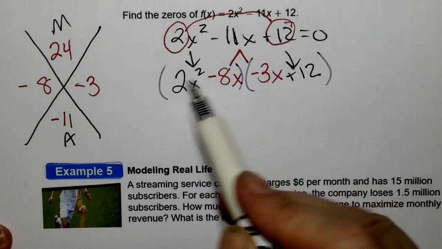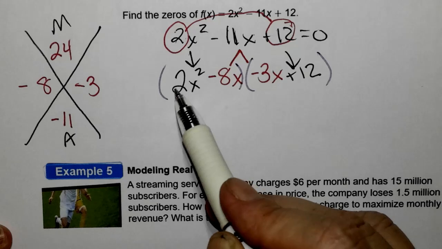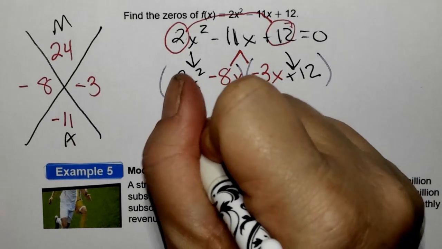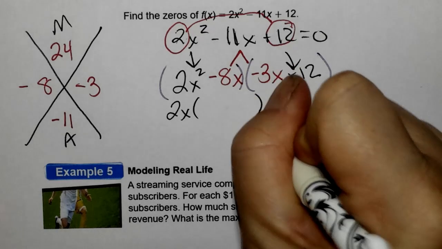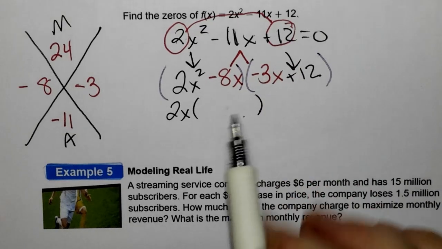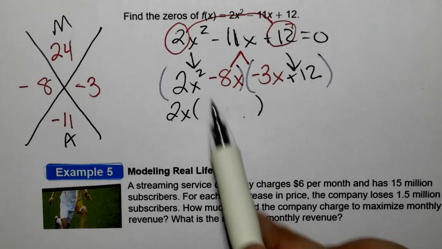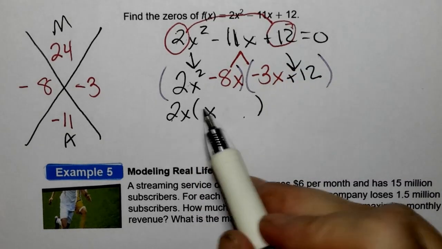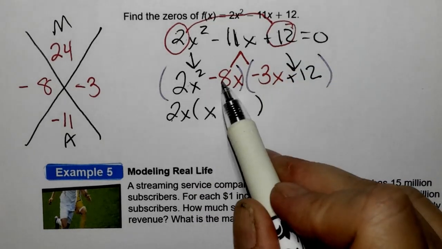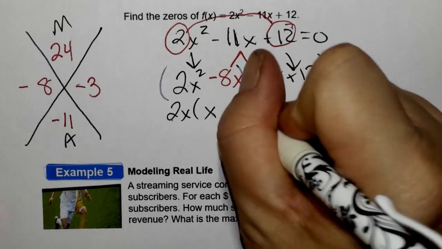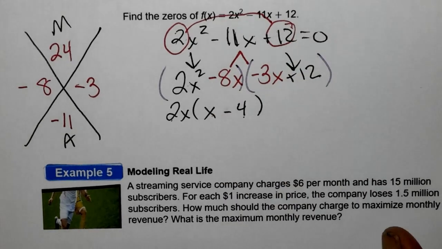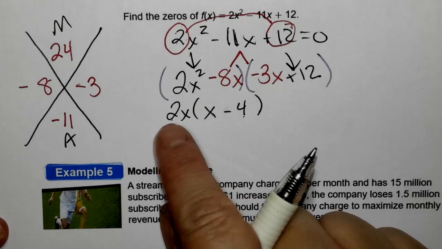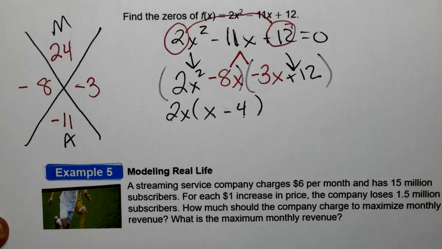So like, what do these two terms have in common? They both are even numbers, and they both have an x. So we can factor out a 2x. So what would be left inside? So you could look at it as 2x times what would give you 2x squared? x. 2x times what would give you -8x? So we would say -4. Okay, and then you could check yourself. So 2x times x does give us 2x squared. 2x times -4 does give us -8x.